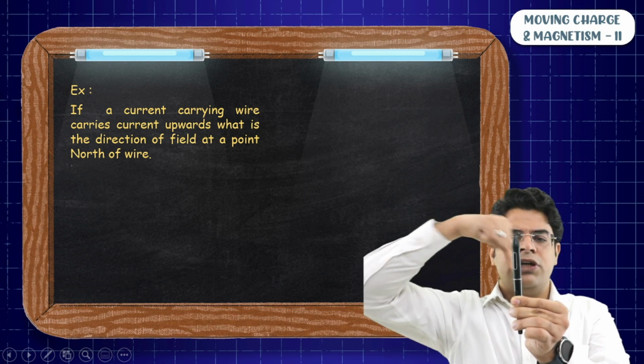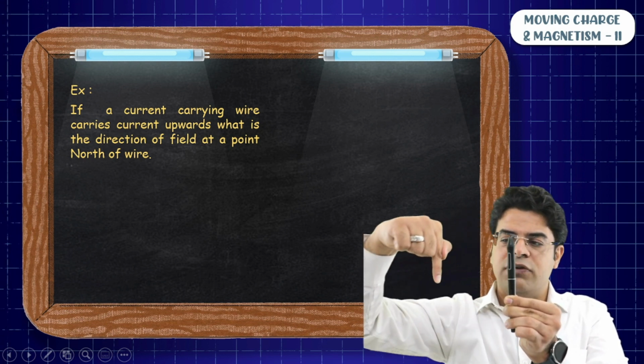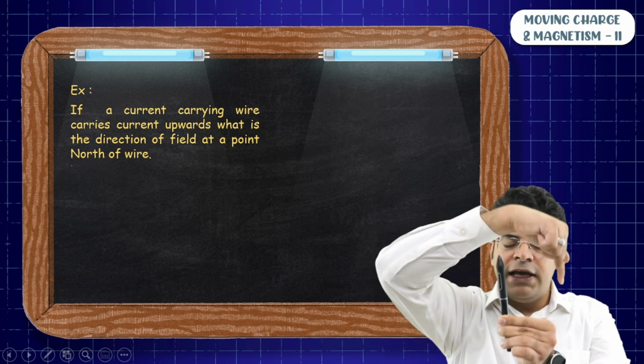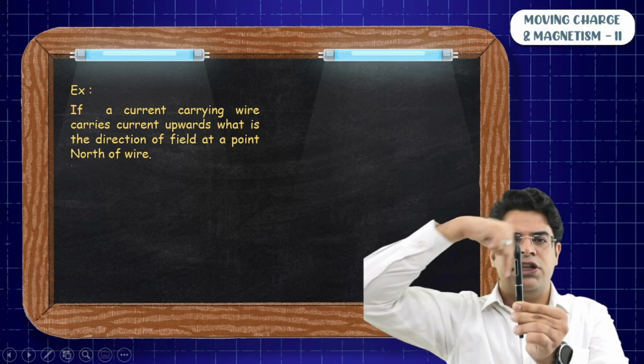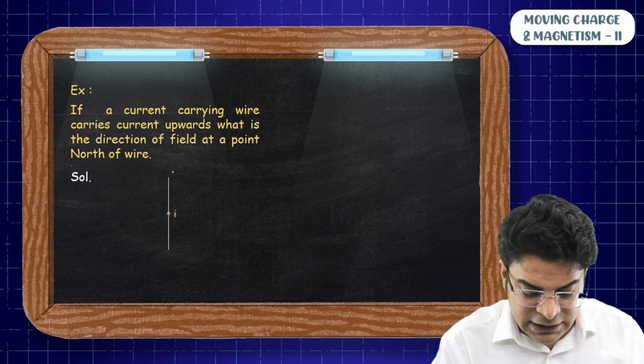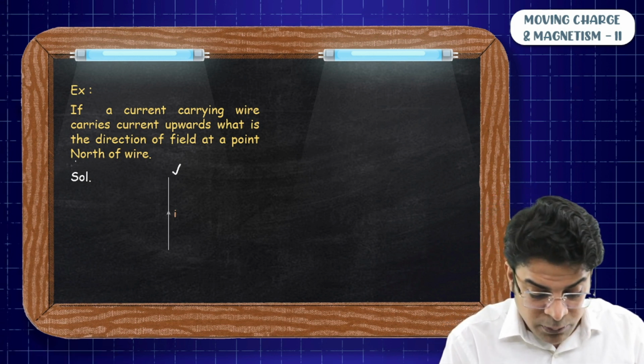At a point to the south of the wire, the direction of field will be towards east. At a point to the east of the wire, the direction of magnetic field will be towards north. Okay, so visualize the magnetic field lines surrounding this current carrying wire. So if the current carrying wire carries current in upward direction, what will be the direction of magnetic field at a point north of the wire?